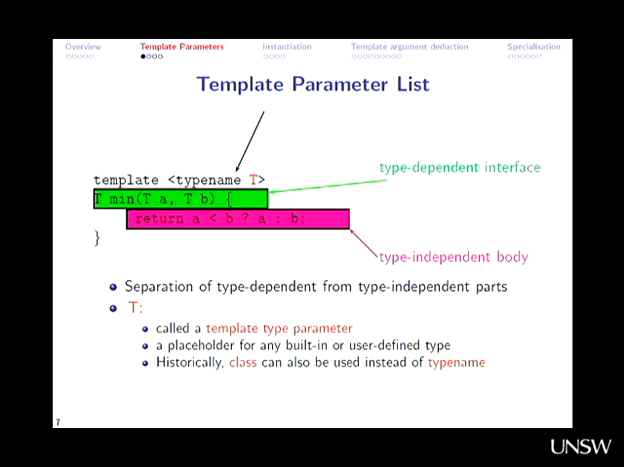Yep, up the back. If you do choose to use class and then pass in a primitive, what happens? I'm assuming it works. So the question was, if you use class and pass in a primitive, does it work? I'm assuming it works. I don't know. Yeah, it was made backwards compatible. But don't put class there, put typename there.